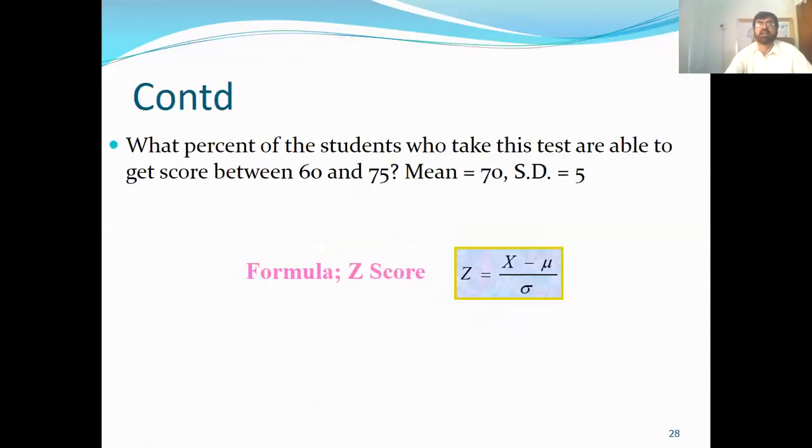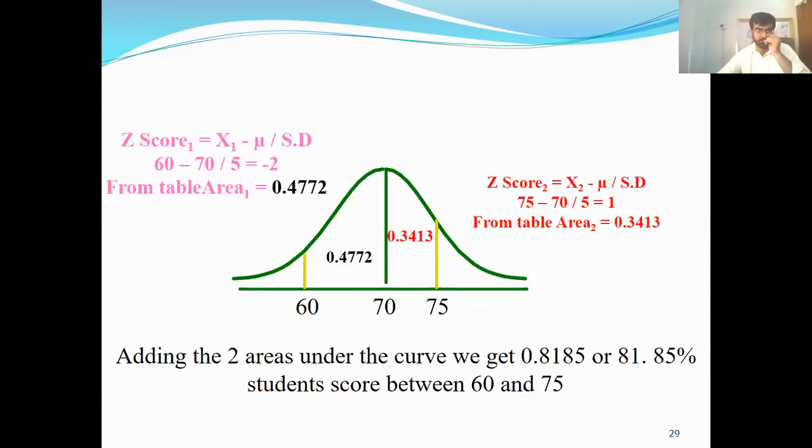What percent of people are able to get a score between 60 and 75? So mean is 70 and standard deviation is 5. You have to calculate the Z score for 60 and then for 75, and then you have to add up the area. If it is above the mean and below the mean, you add up the areas and determine the area between the two Z scores. When you convert to percentage, that will bring you the percentage of the people who will get between 60 and 75.